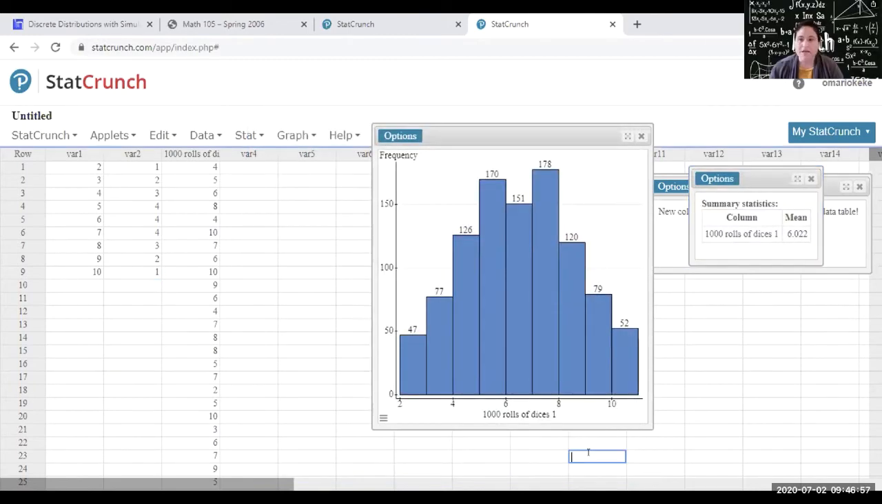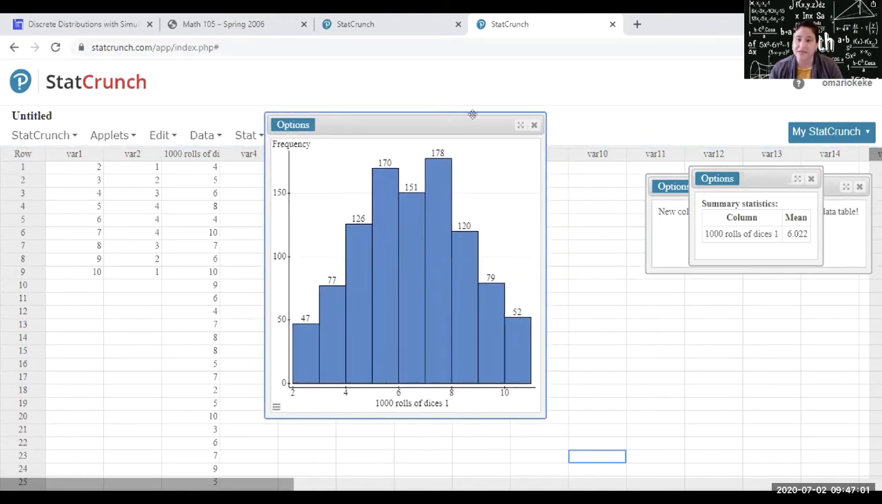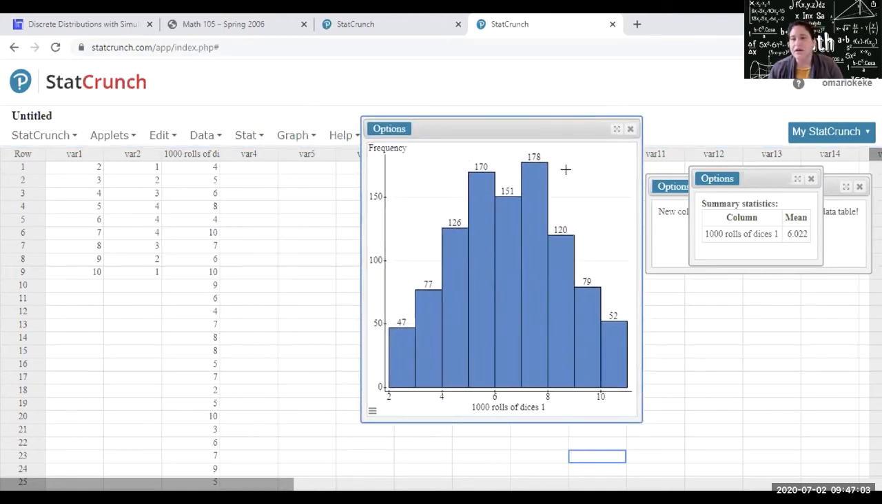There you go. So BJ's mean, look how close that is to what we know is the actual mean of 6.0. Because he did 1,000 rolls, it's very close to the truth. What did you get, Noah, when you did the mean of your distribution? Wait, how did you do the mean again?